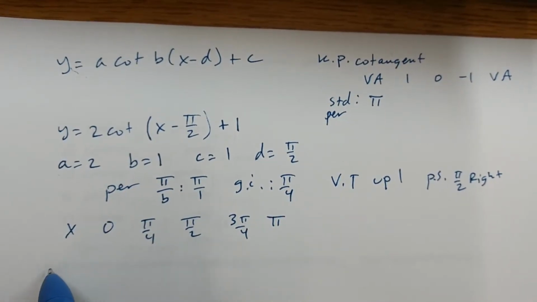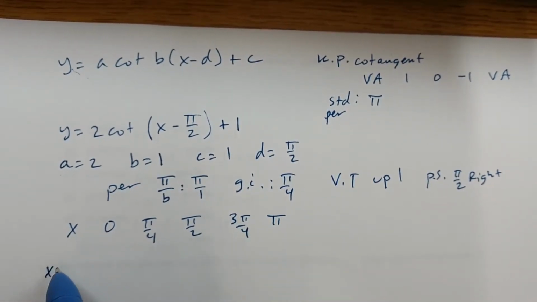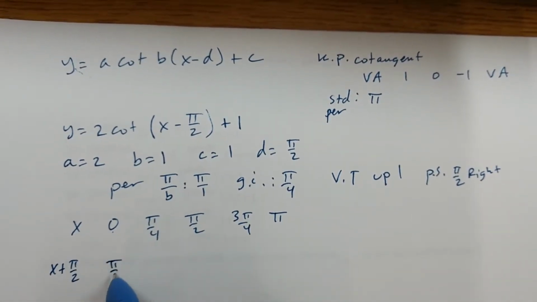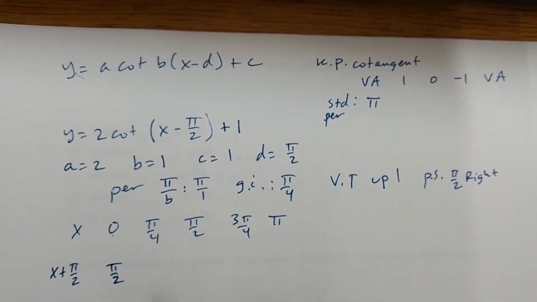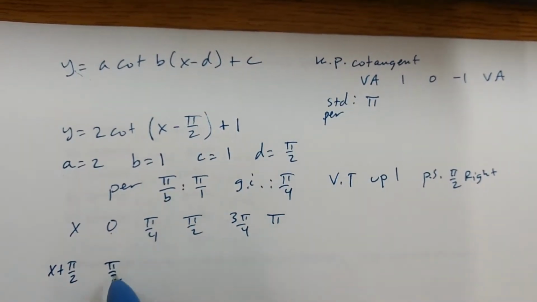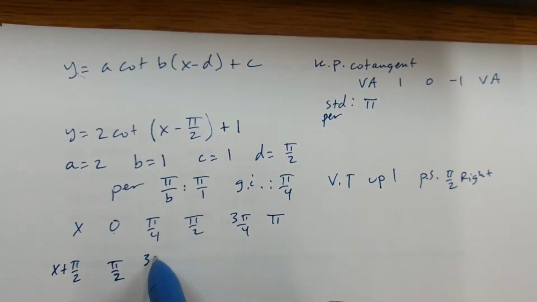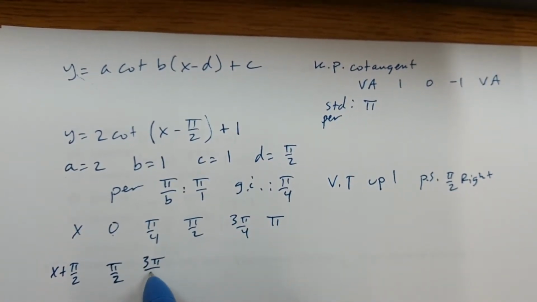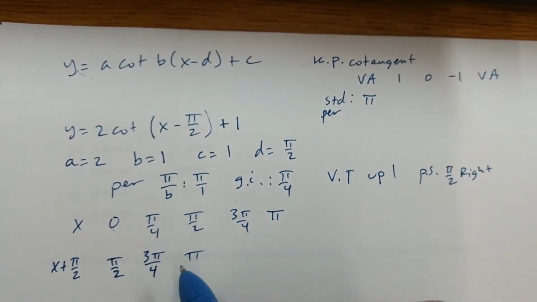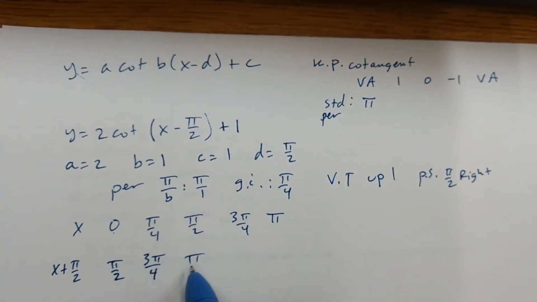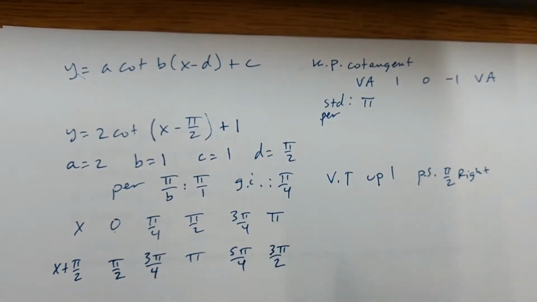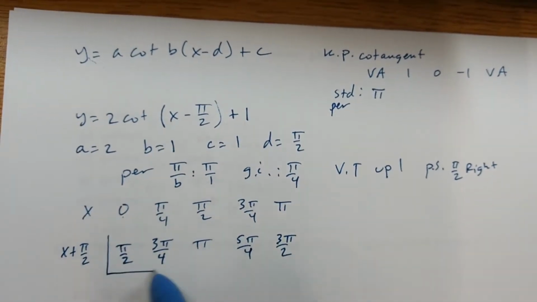Now we're going to shift our graph to the right pi over 2 units, so we'll go x plus pi over 2. 0 plus pi over 2 is pi over 2, and then pi over 2 plus pi over 4 is 3 pi over 4, and then we'll be at pi, and then our next place, so this is 2 pi over 4, 3 pi over 4, 4 pi over 4, this is 5 pi over 4, and then 6 pi over 4, which is 3 pi over 2. These are the x values that will go on our graph.